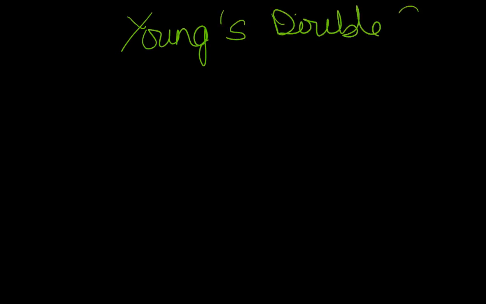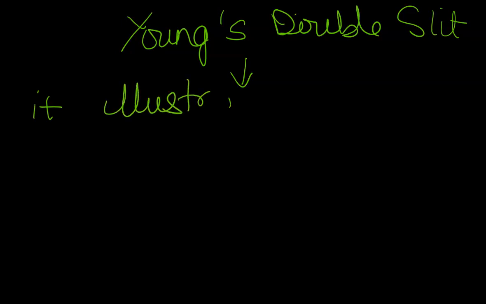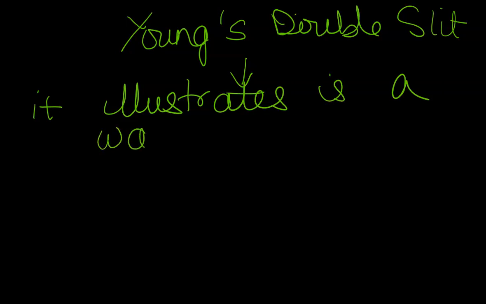Now let's look at a specific experiment to observe diffraction, and that is called the Young's double slit experiment. Now the main purpose of this experiment is that it illustrates that light is a wave. Now you could recall from even concepts like the photoelectric effect that light travels in a straight line and it is made up of particles.